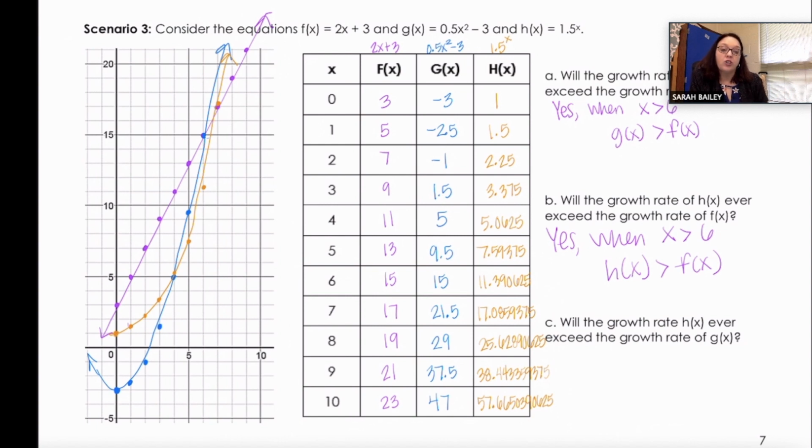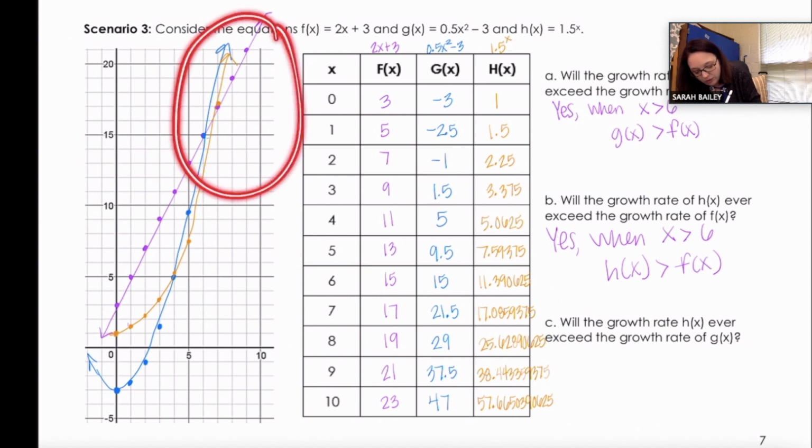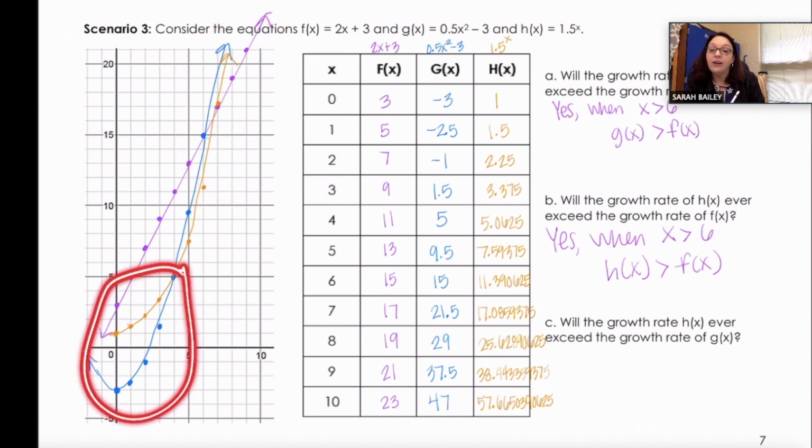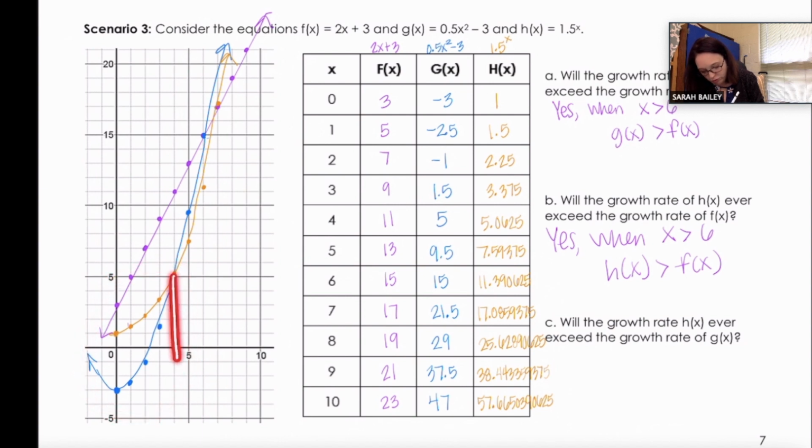And the last question for this scenario, will the growth rate of h of x ever exceed the growth rate of g of x? So on mine, I'm comparing my orange and my blue. If I'm looking at my graph, when is the orange greater than the blue? We don't really see that on the graph anywhere except, well, let me back up. We do see it right here. Right here it's greater than the blue. And then we don't really see it again. So on the graph, I'm seeing it is happening right here from 0 to 4.